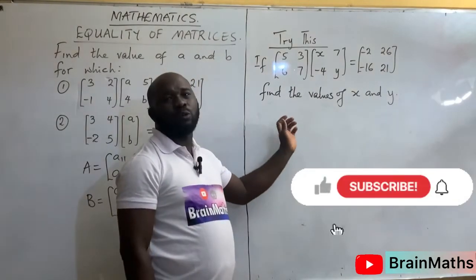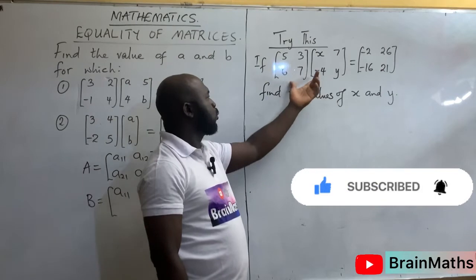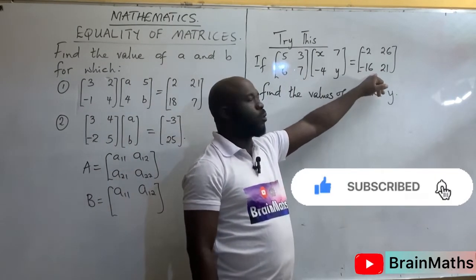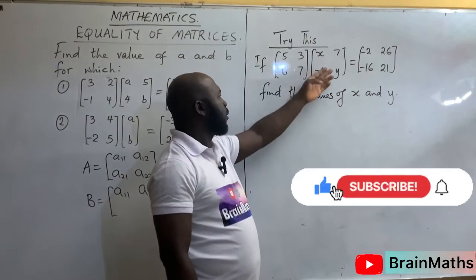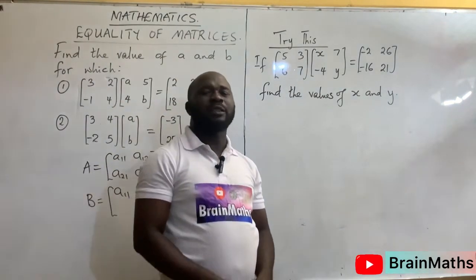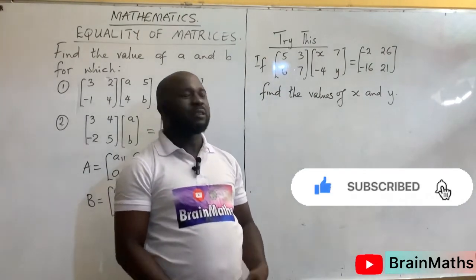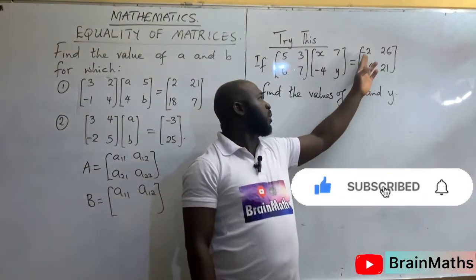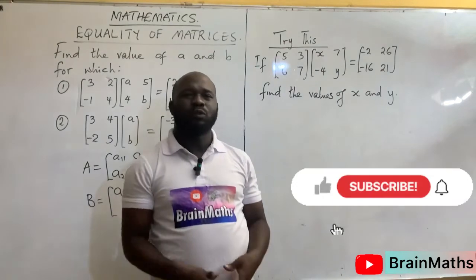I'm going to be leaving you with this question on the board. We are having two 2 by 2 matrices multiplied together that is equal to another matrix on the other side of the board. You are expected to find the value of x and y, and after getting the values of x and y, also try to check to confirm that the answer you have on each side of the matrix is actually the same as the corresponding answer on the other side of the matrix.